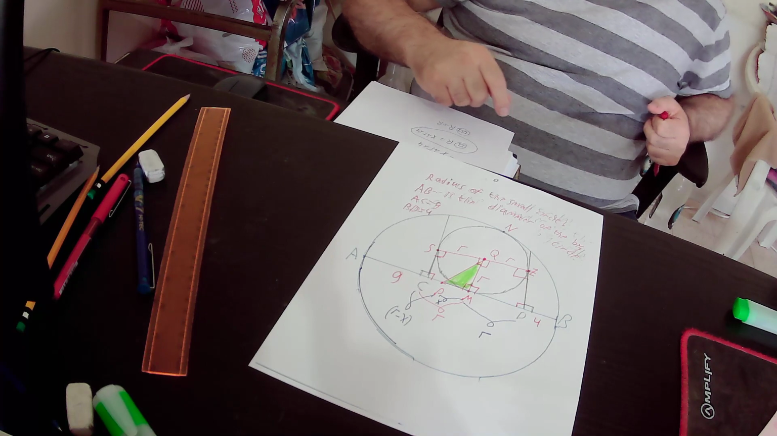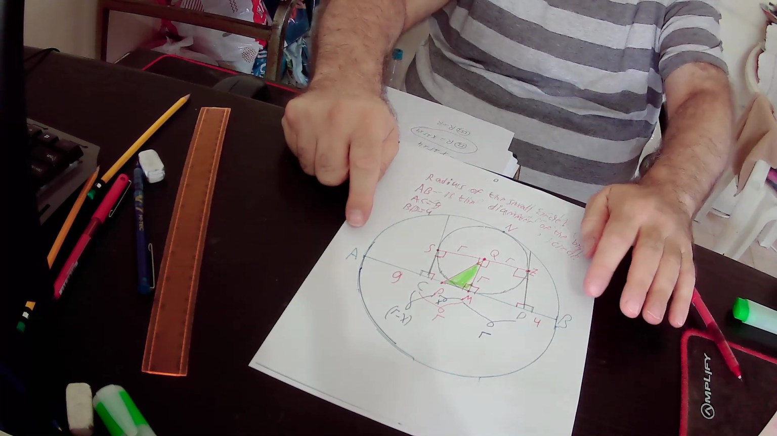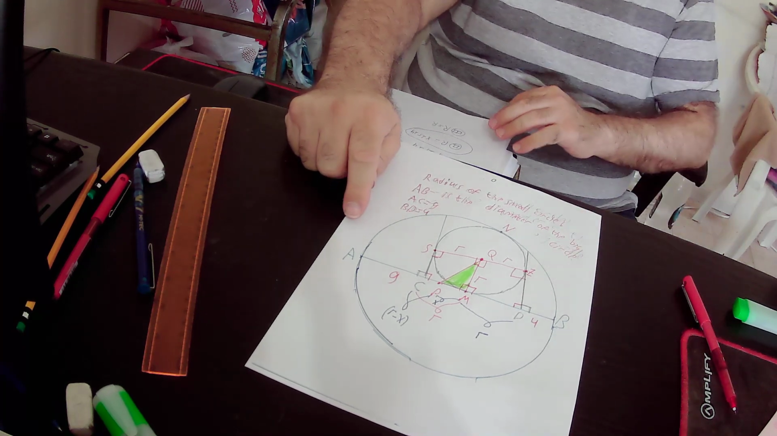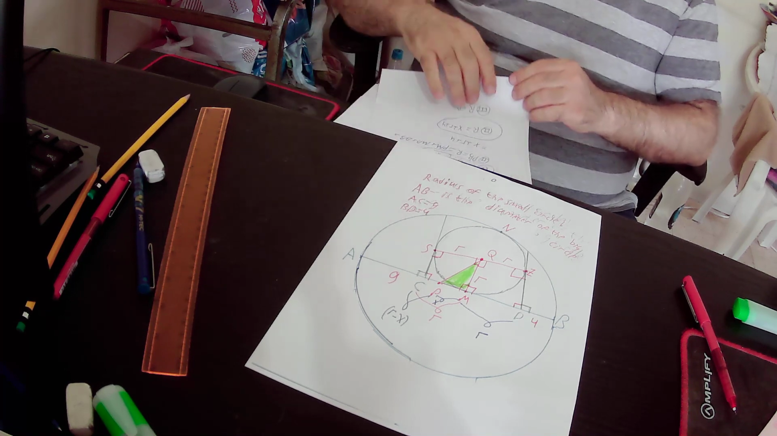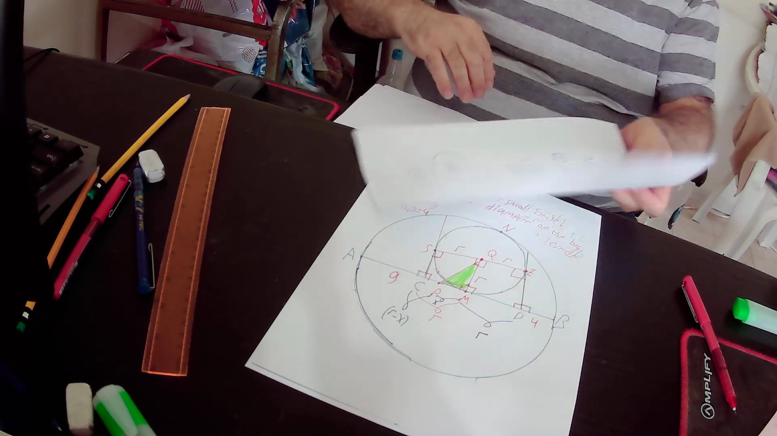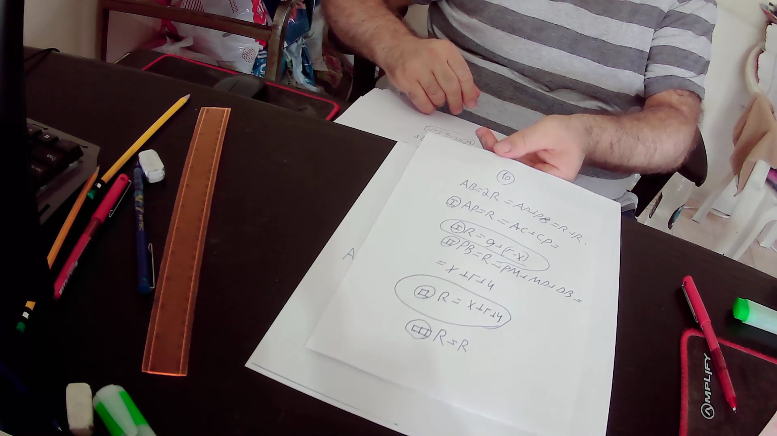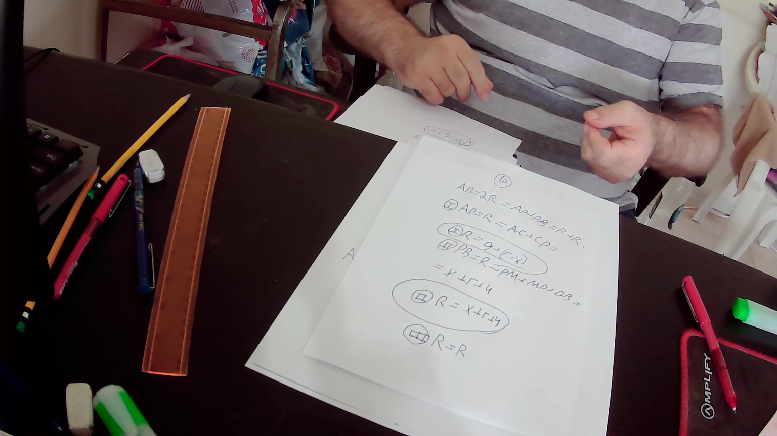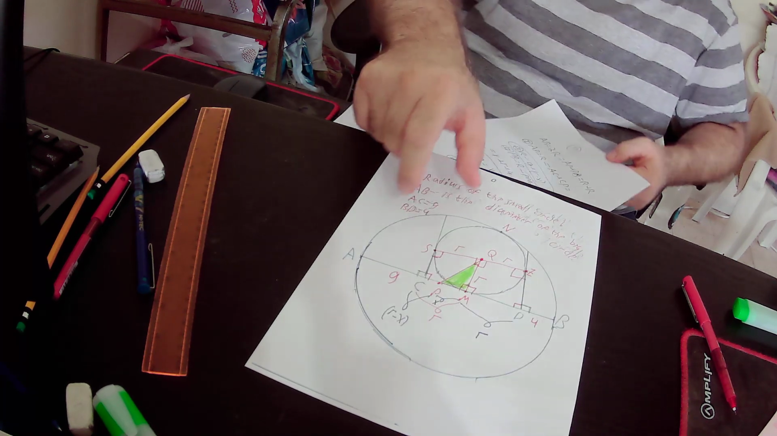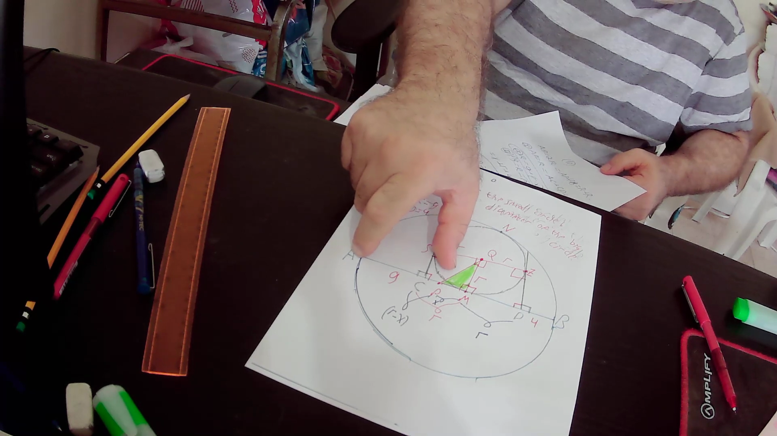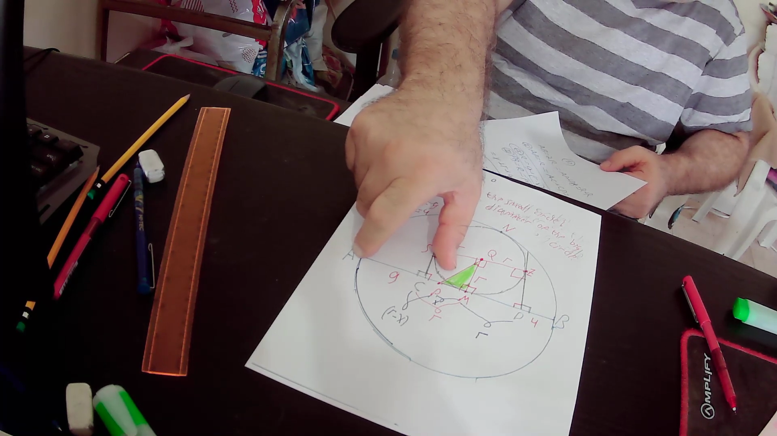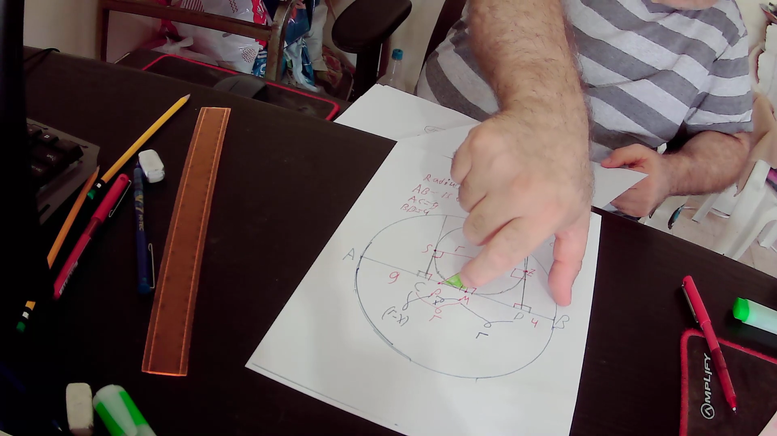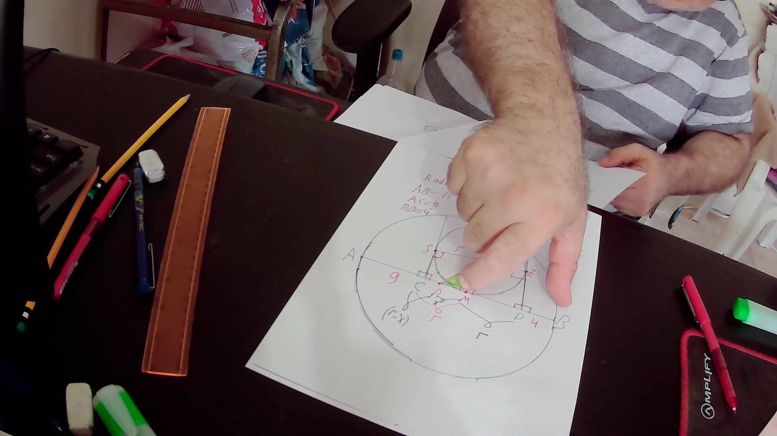Okay, and we know that AB is the diameter of the big circle, that is to say it equals 2 times r, and AB equals AP plus PB, and AP equals the radius of the big circle because P is the center of the circle, and PB is also the radius of the big circle.